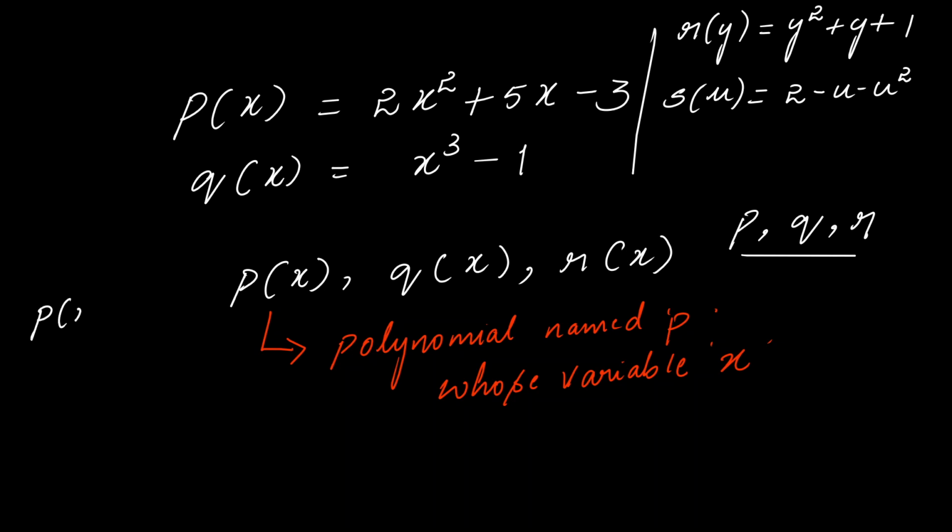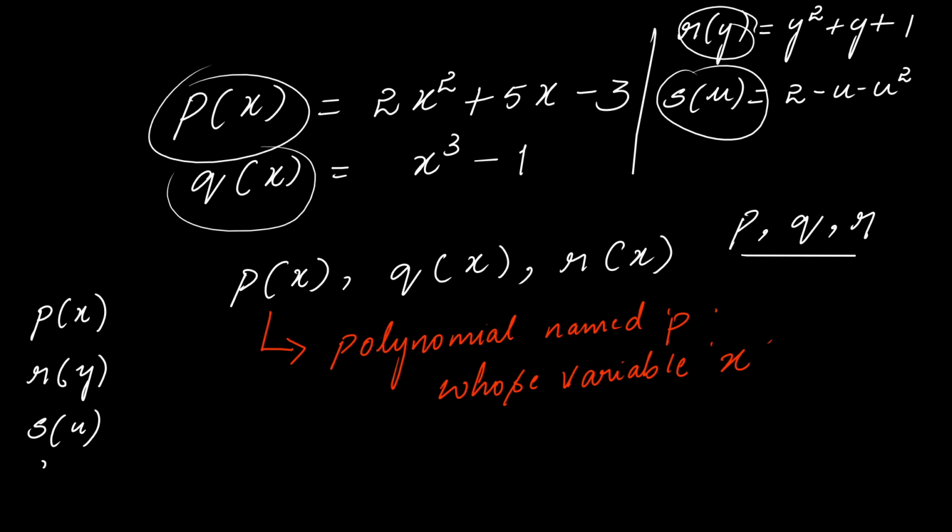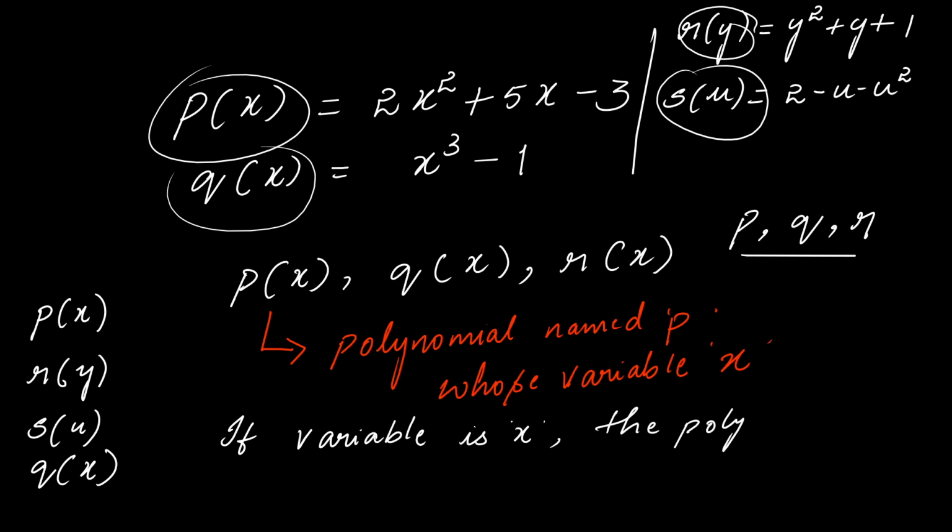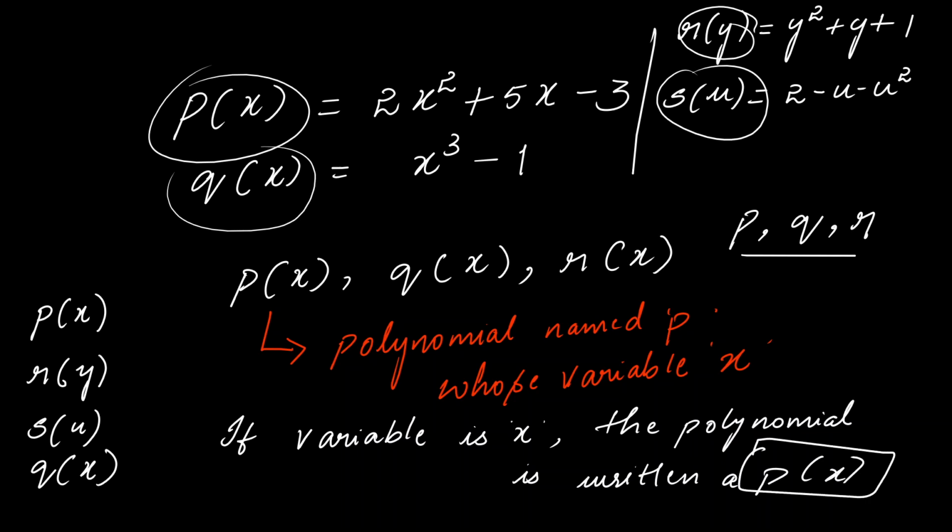Similarly, P of x is polynomial in x. R of y is polynomial in y. In the equation, there will be y as a variable. That's why we will write R of y. And S of u is polynomial in u, and Q of x is polynomial in x. So this is only a notation or a writing style, a format to write the polynomial. If the variable is x, then the polynomial is written as P of x. You have to keep this in your mind.